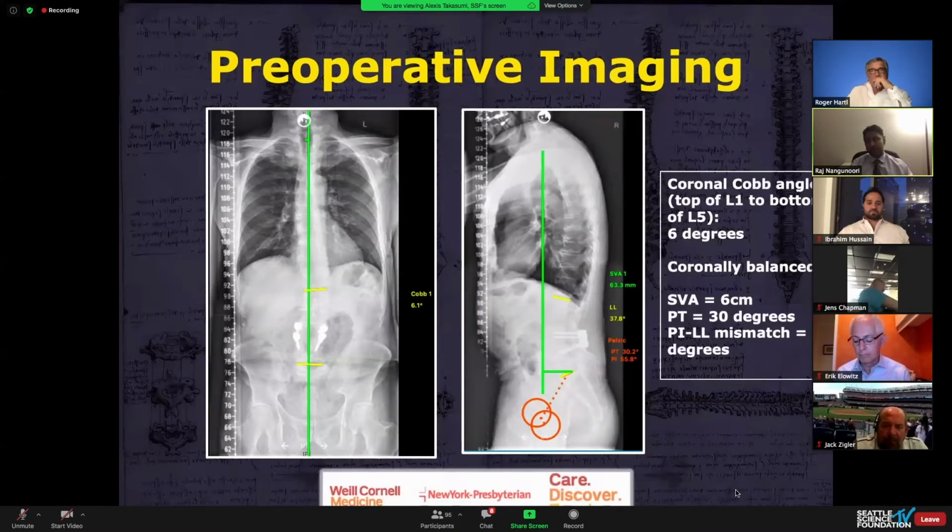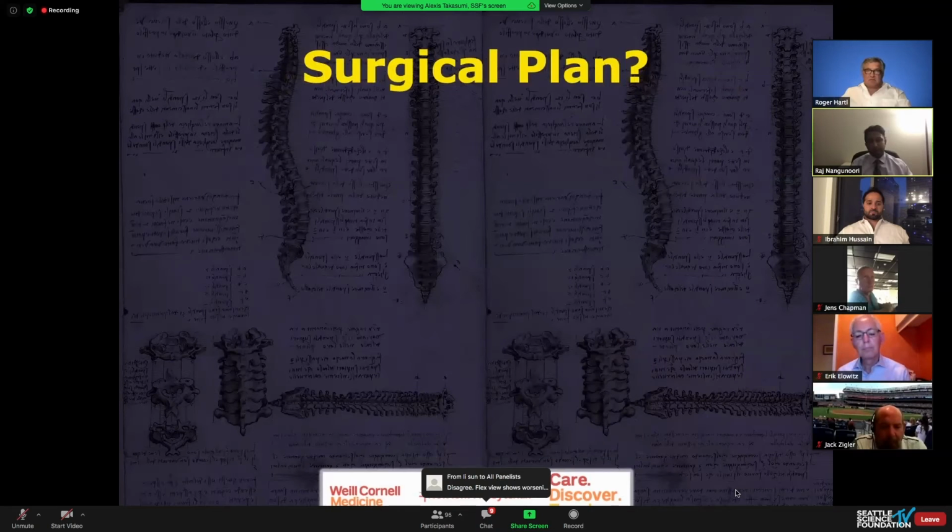We also routinely get scoliosis x-rays because we want to evaluate the patient's global sagittal parameters and make sure that we're not creating a deformity. In this case, this patient had a mild sagittal deformity. He had a mismatch of about 18 degrees with an SVA of 6, which is within normal range for his age. And so while this wasn't a deformity operation, we always like to keep those considerations in mind.